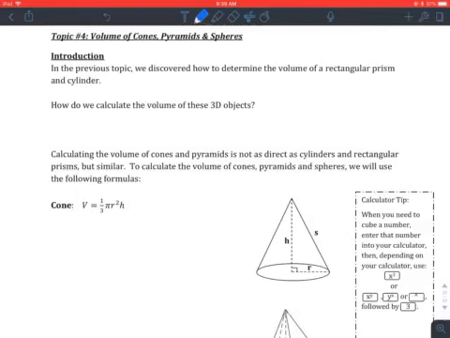Alrighty, let's talk about volumes of cones, pyramids, and spheres. So last time when we posted a video, we dealt with prisms and a cylinder. And we calculated the volume of these objects by finding the area of the base and multiplying it by the height. Depending on the base, that formula would change.